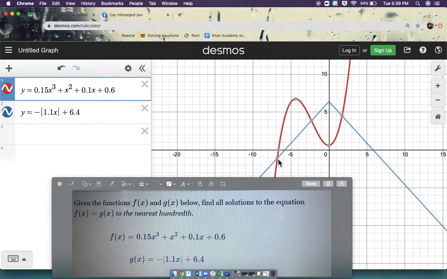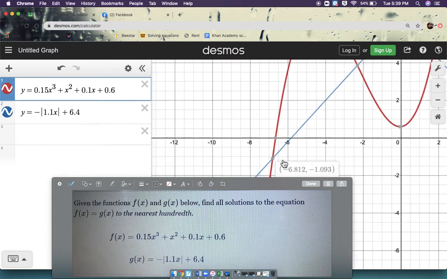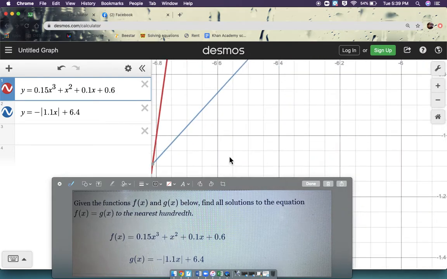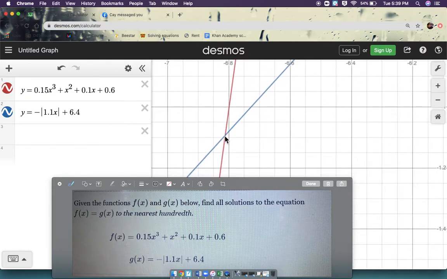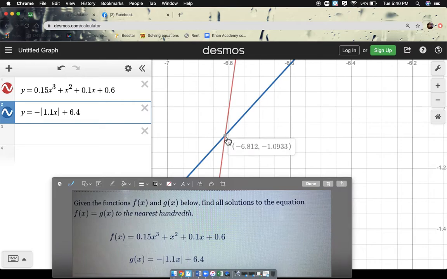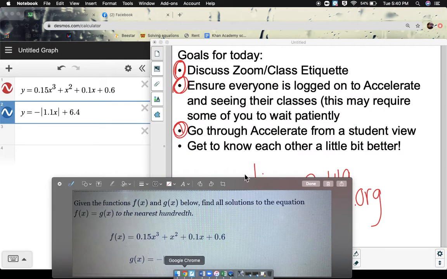So I can actually, with Desmos, it's really nice. I can click on that spot and it just automatically puts it right there at that intersection. So I can zoom in, zoom in, zoom in, and you can tell that point is right there on that intersection. So this is one of our solutions, negative 6.812 and negative 1.0933. I'm going to go ahead and write that down because that's just the first solution.